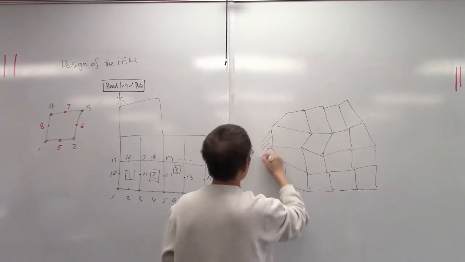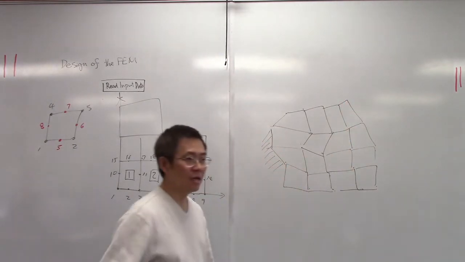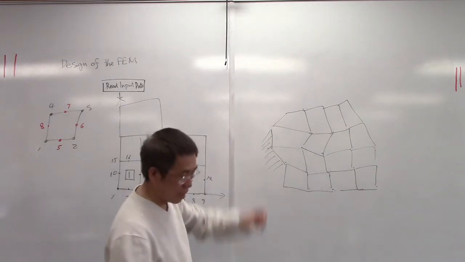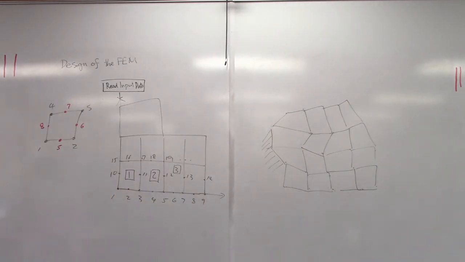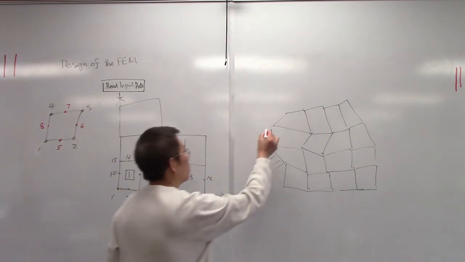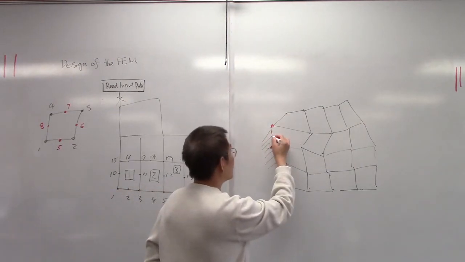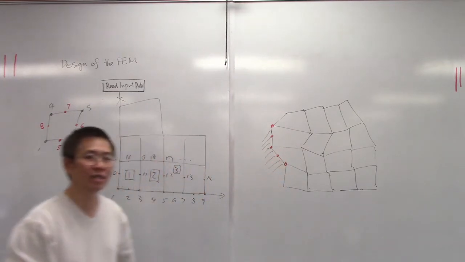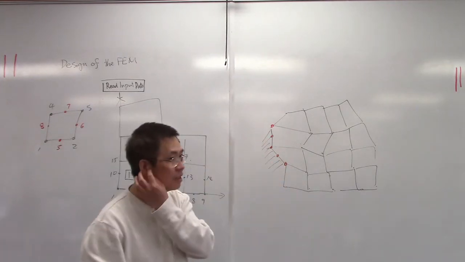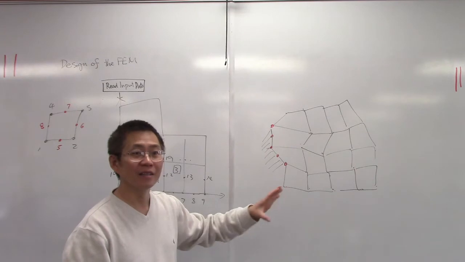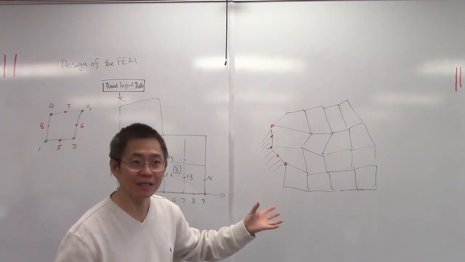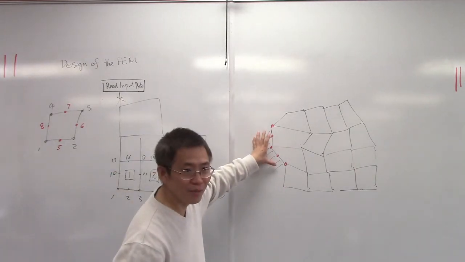Maybe here is fixed. Here is also fixed. Then you need to tell the program, okay, I have how many nodes here? 1, 2, 3, the corner node. I also have the mid-edge node. I have 5 nodes here. All these 5 nodes, the x and y degrees of freedom are fixed. So you need to input that information.